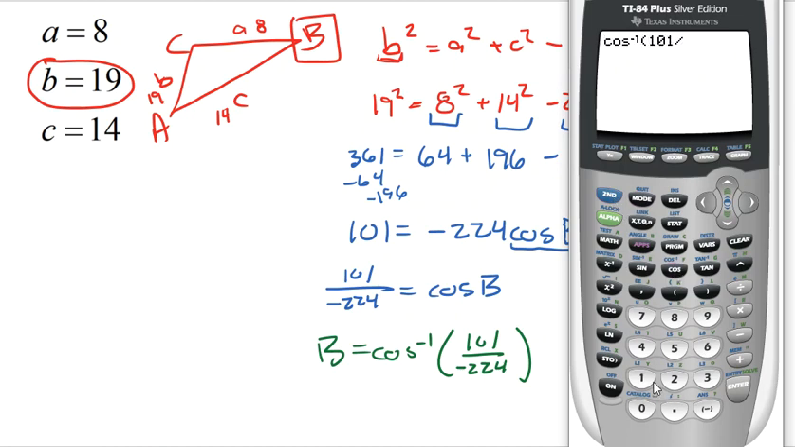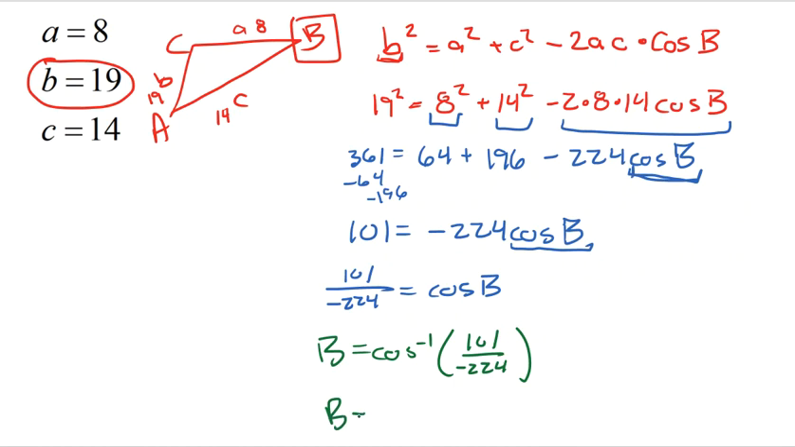101 divided by negative 224. Close that parenthesis. And there we go. 116 point, well, if I round it, it's 116.80. Actually, if you do want 3 decimals, it'd be 116.801. But I'll go with 2 decimals. So we get 116.80 degrees. All right, so now I have found angle B.